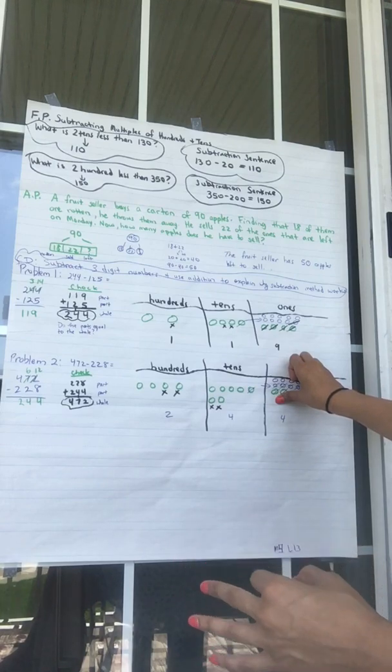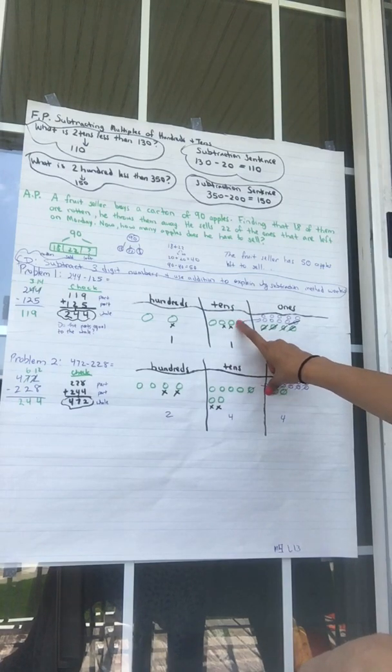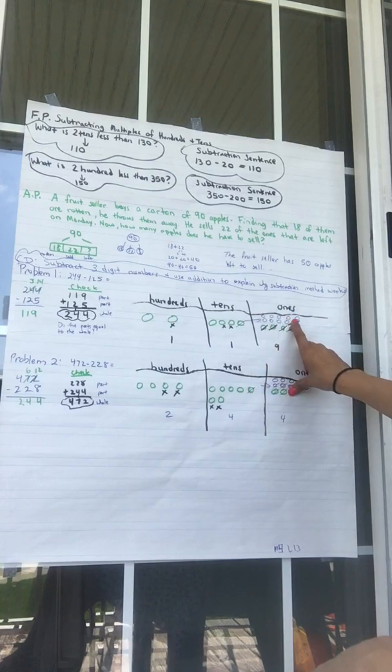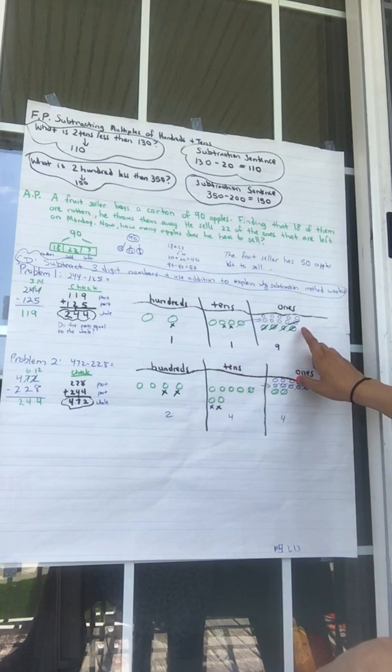Basically, we have to unbundle. We have to decompose. So we're going to take 1 ten from the tens column and turn it into 10 ones, okay? So now we have 3 tens remaining here. So here, what do we have?